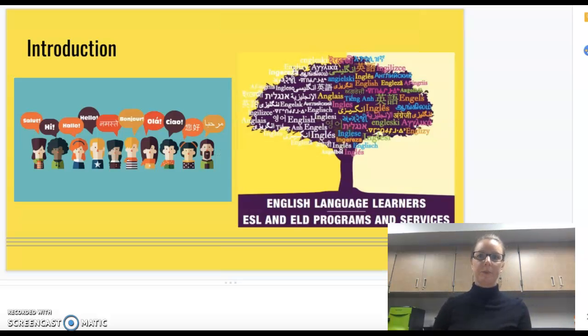So here we go. According to the NEA, in 2019, the ELL population is the fastest growing population in public schools in the United States. Therefore, it is incredibly likely that every teacher will have an ELL in the classroom at some point in his or her teaching career, and many of us already have ELLs in our classrooms.